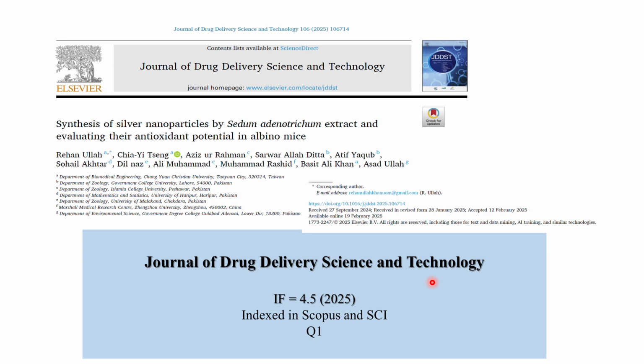So the paper that I want to present is the synthesis of silver nanoparticles by Sedum adenotrichum extract and evaluating their antioxidant potential in albino mice. I am the first and corresponding author of this paper, and it has been published in the Journal of Drug Delivery Science and Technology. According to the quartile of the journal, it is a Q1 journal having a 4.5 impact factor and indexed in Scopus and Science.